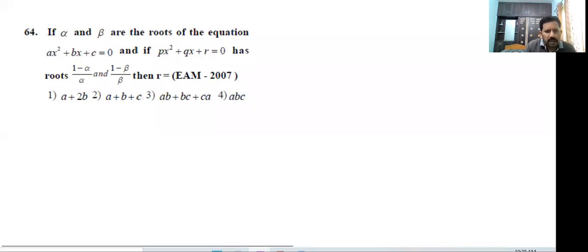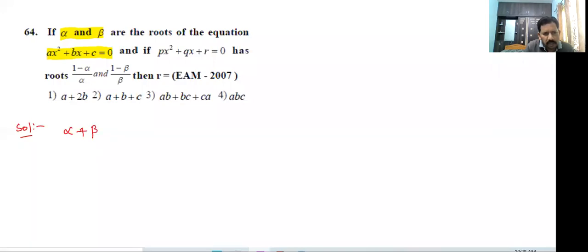If alpha and beta are roots of the equation, that means find the relation between roots and coefficients. Sum of the roots: how much? Minus b by a. Product of the roots: c by a. Okay, this is one condition. See that one more quadratic equation is given, that is px square plus qx plus r is equal to 0, which has roots. Then find the r value.